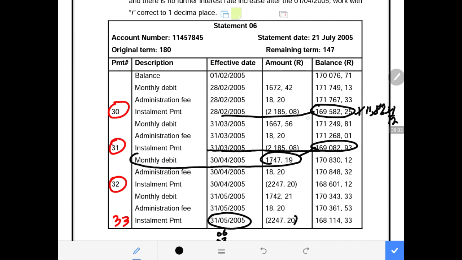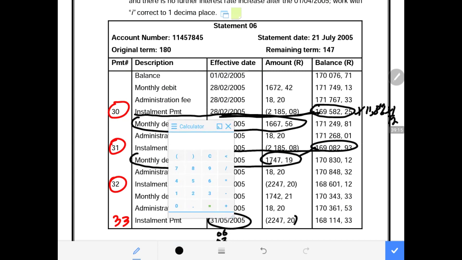So now we have the closing balance at the end of February. We want to know the interest for which month? For the month of March. There is the interest for the month of March. How was it calculated? We said, remember, 169,000, the balance of February, 169,582.25 times 0.118, which was 11.8%, times 1 month out of 12 months. How much do we get? We get 166.756. You can see exactly.